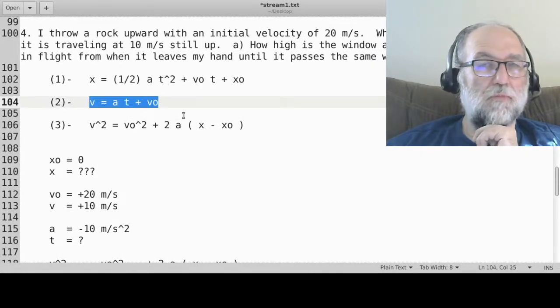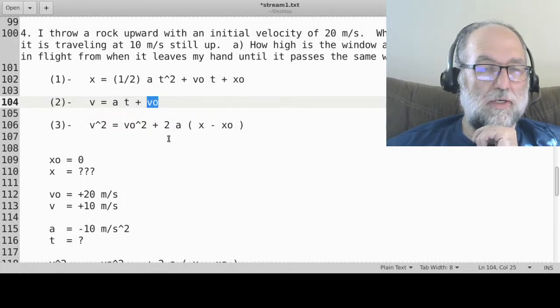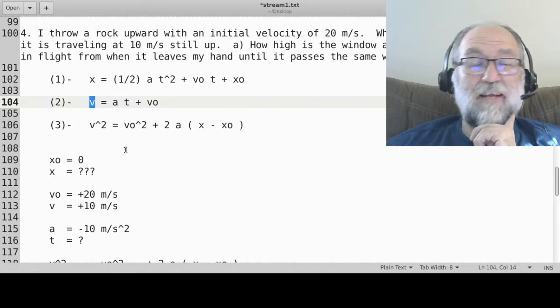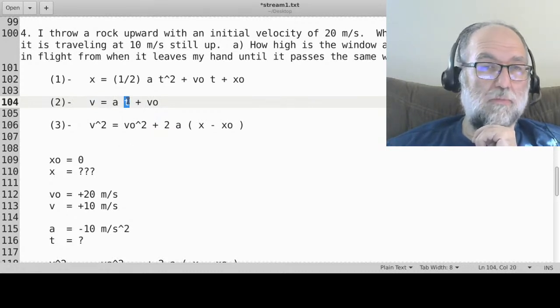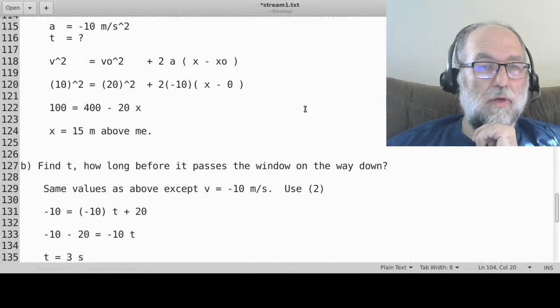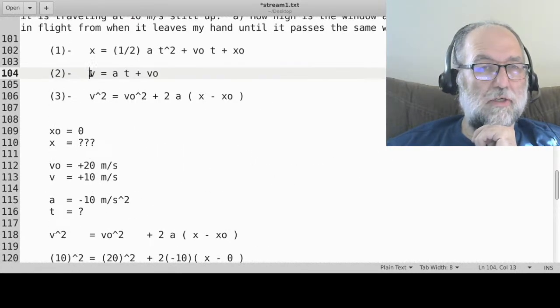So if you take a look at number 2 here, we have the initial velocity, that's v naught, that's 20. We have the final velocity, negative 10. We have the acceleration, which is also negative 10 meters per second squared, and we're trying to solve for t. So we can use that equation here. Let me just cut and paste it so you can see how I substitute it in.